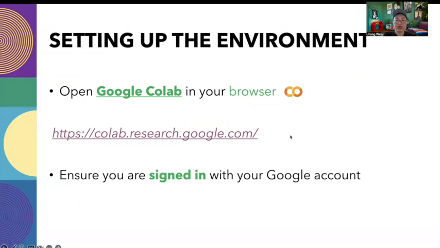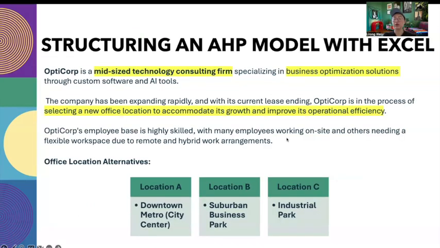So we went through Google Colab. Next we will structure a model in Excel. I have an AHP model here that I created with the help of our AI friend, and my friend also helped me with this location or site selection problem. There is a mid-sized technology consulting company. It's expanding rapidly, and its current lease is ending, so it's looking for a new space.